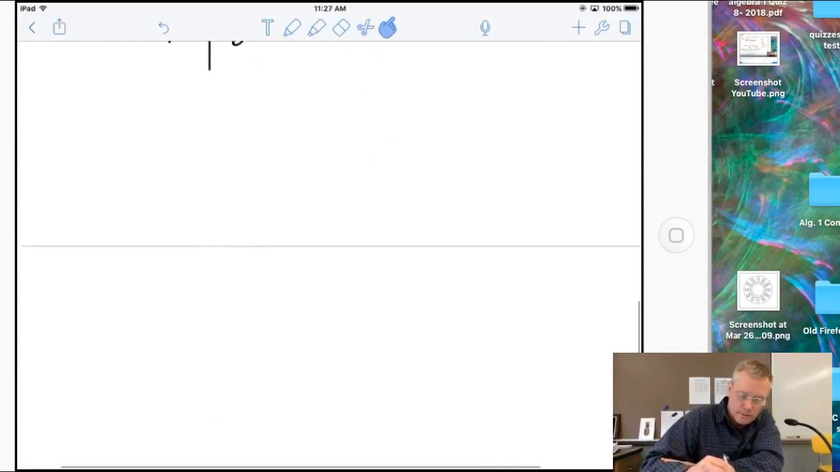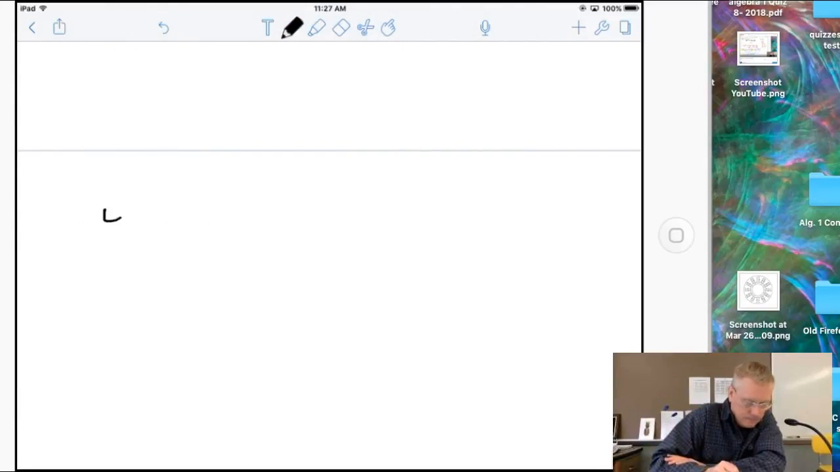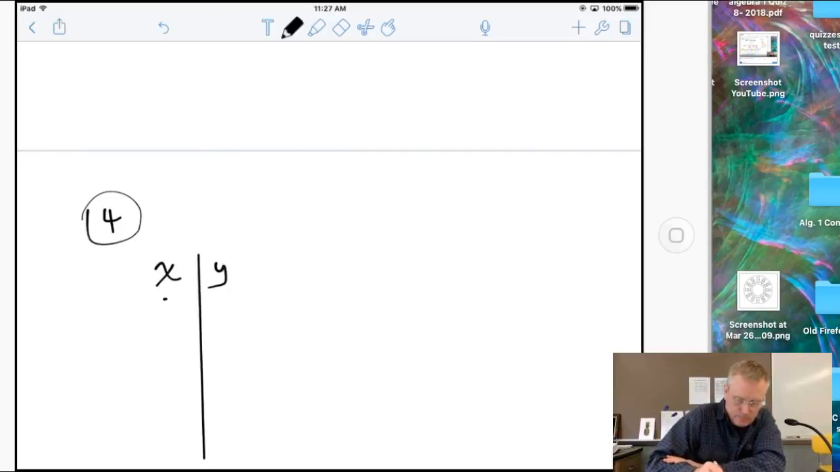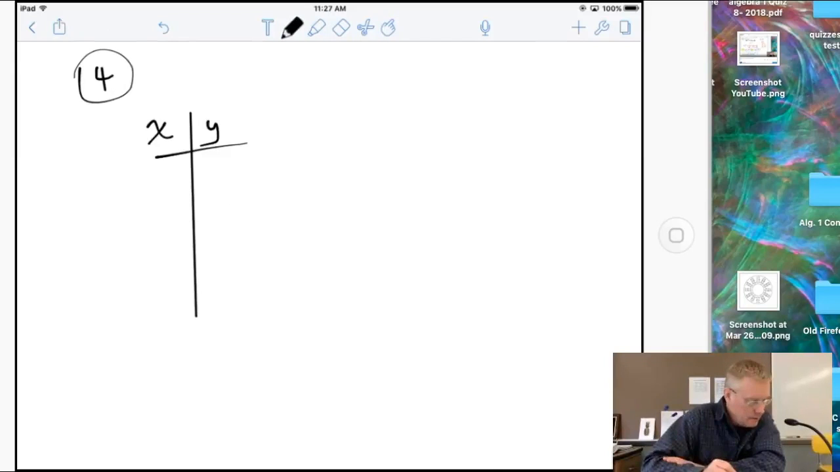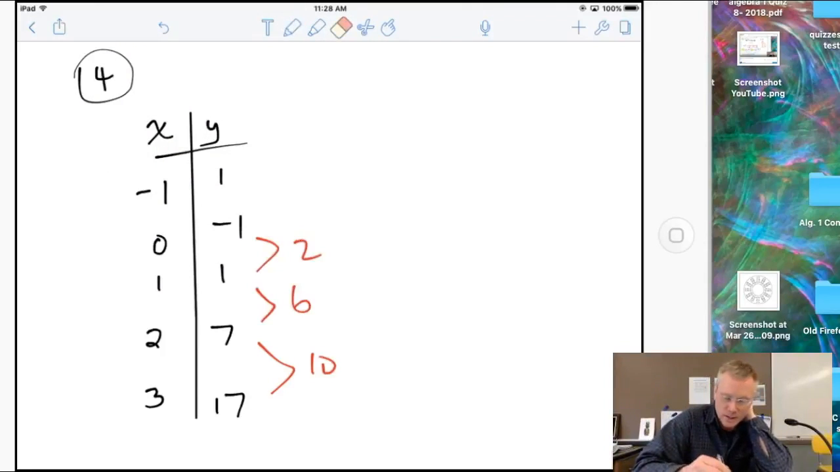Number 4. Same thing. This one goes -1, 0, 1, 2, 3. All right, and I got 1, -1, 1, 7, 17. Okay, so I look at this quickly and I subtract the numbers. If I subtract 17 minus 7, that's 10. 7 minus 1 is 6. That one's 2. Okay, this is not linear, clearly.